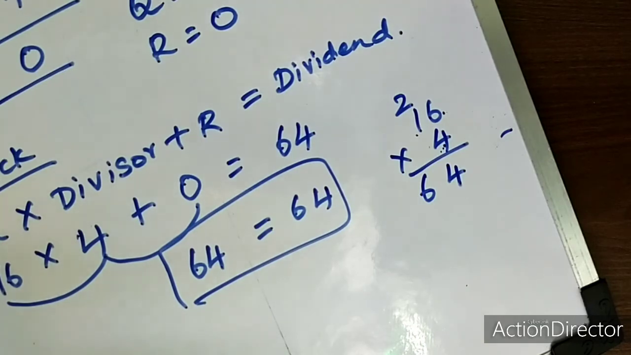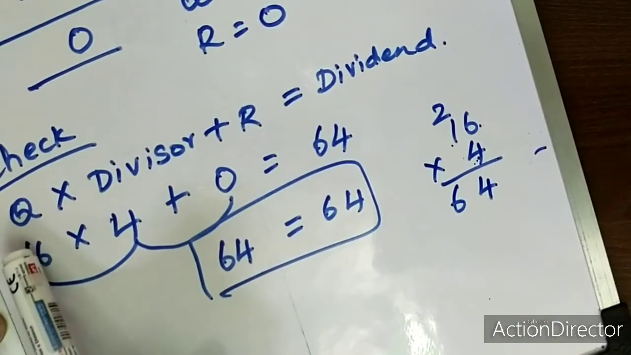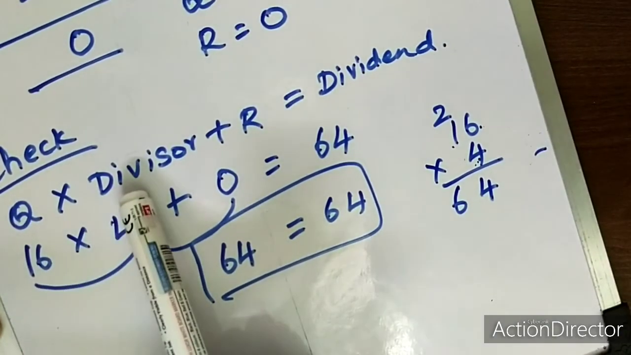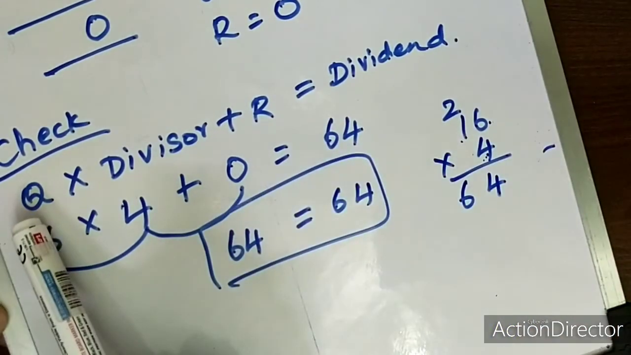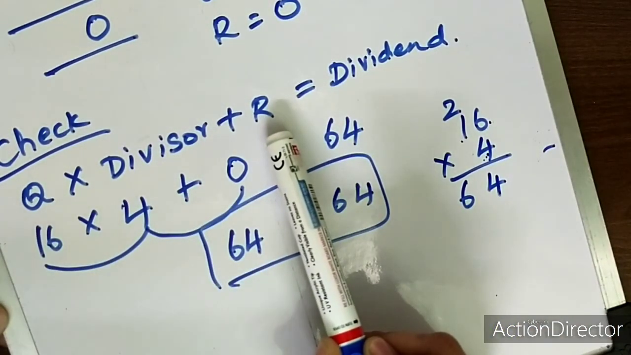Okay, so remember the properties of division, and one more thing: always the remainder should be smaller than the divisor. These two things you have to remember. Please, properties is very important. Please do remember and study this formula also. How to check? It is quotient into divisor plus remainder is equal to dividend. Q means quotient, R means remainder.